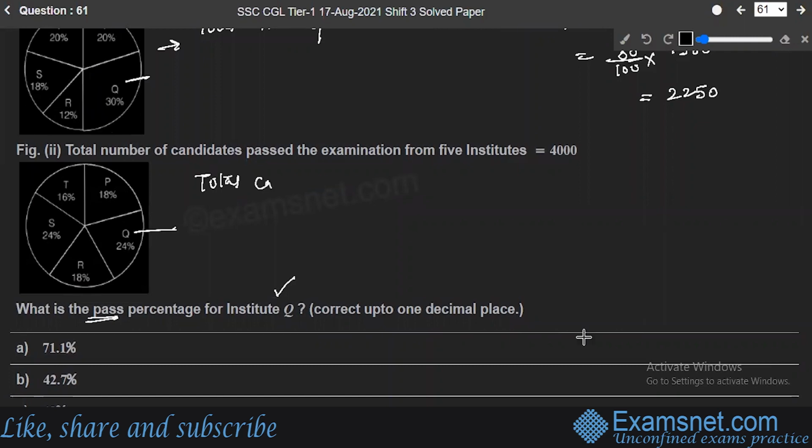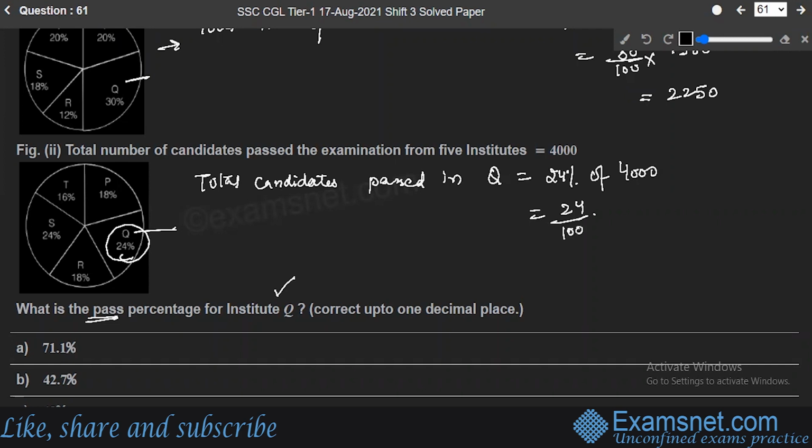Similarly, the next one, total candidates passed in Q is equal to what percent? 24% of 4,000, which is equal to 960. Got it? So 24% of 4,000 is 960. This is the passed candidates and this is the total Q candidates.